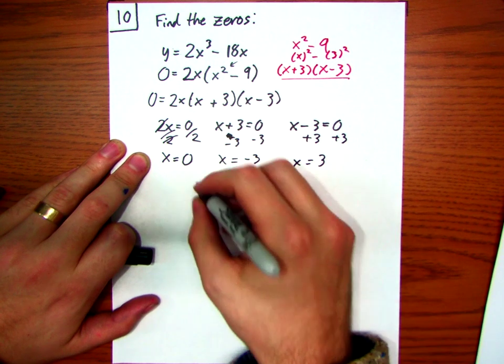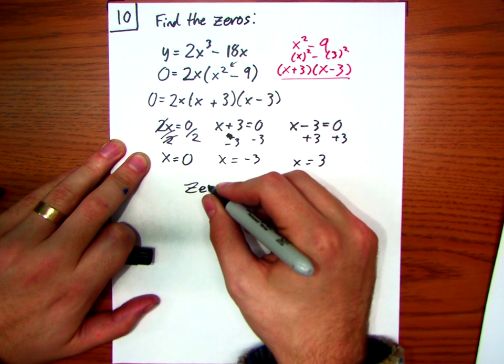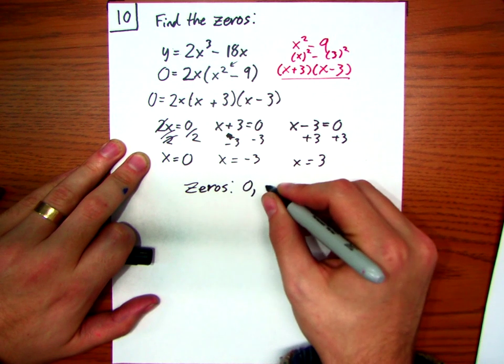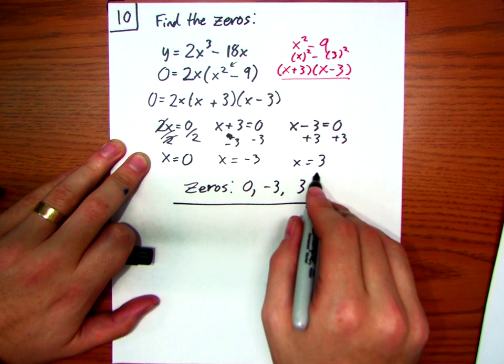and I'm going to get that x is equal to positive 3. So the zeros, the x values, the things that x could be that would make y equal to 0 are 0, negative 3, and positive 3. 3 answers to this question.